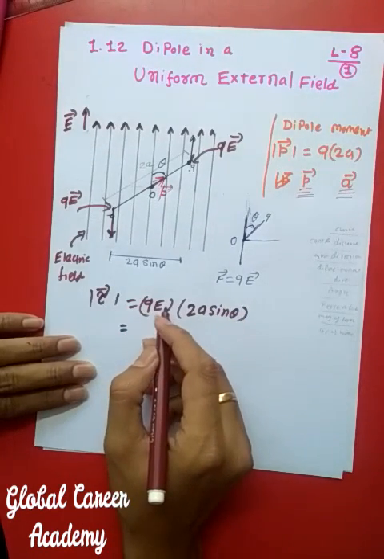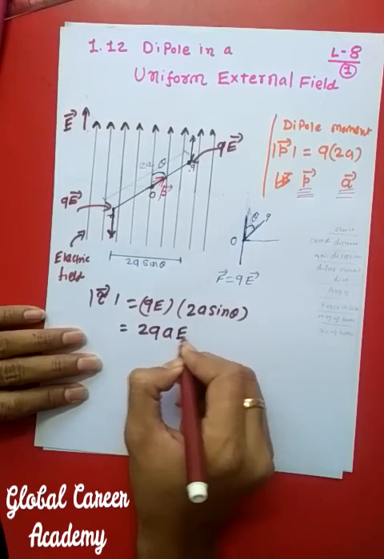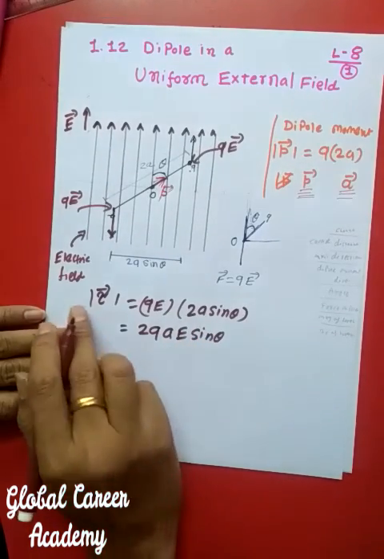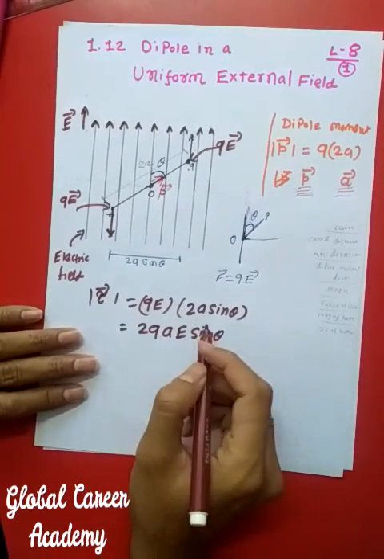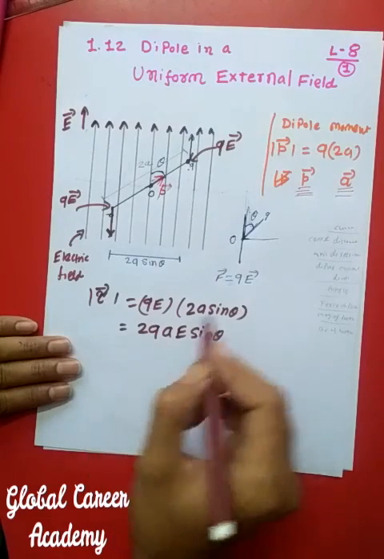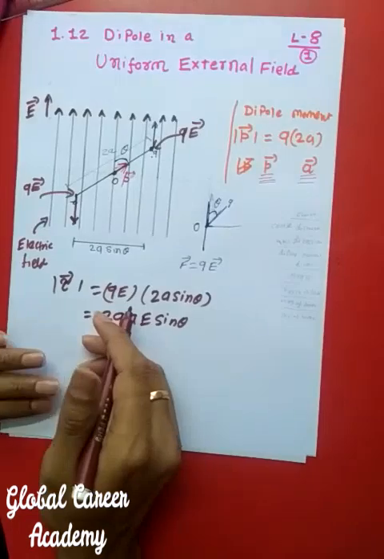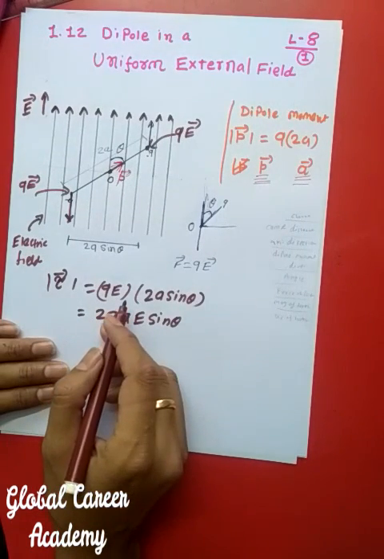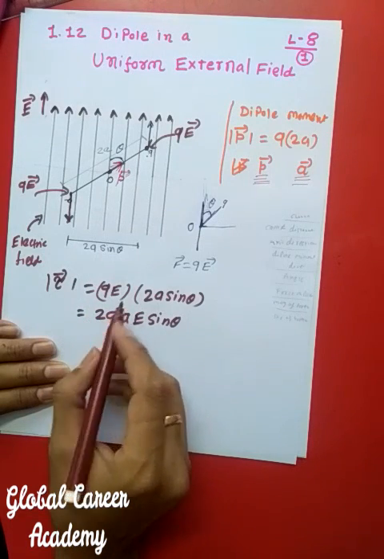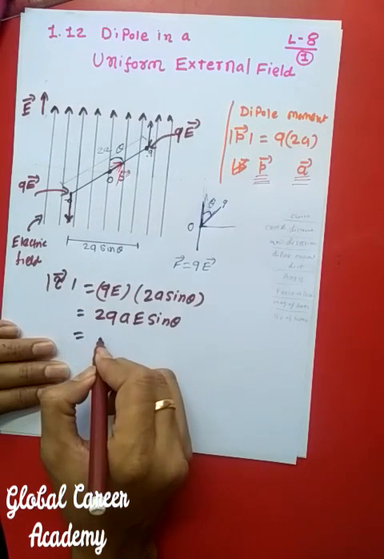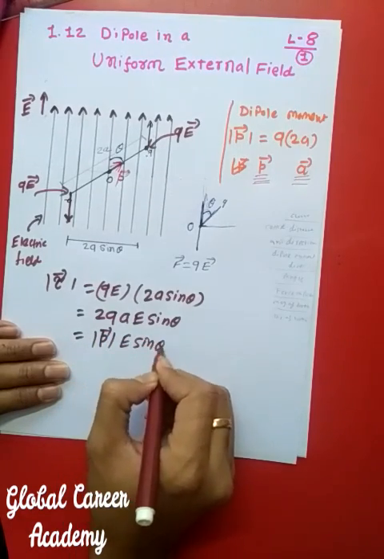So again I can write it like this, 2qaE sin theta. Mind well, this is just the magnitude of the torque. Okay, now what we know is that 2qa over here is equal to the magnitude of the vector p. Okay, that is the dipole moment. So I can also represent it like this: this is the magnitude of vector p multiplied with E sin theta, right?